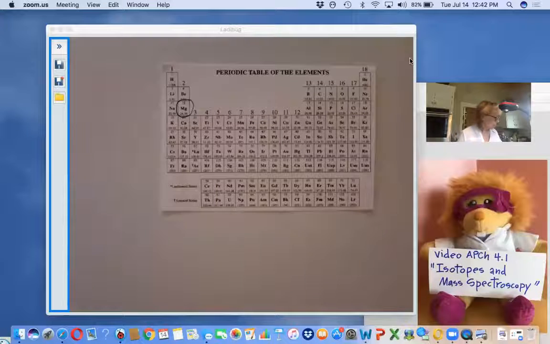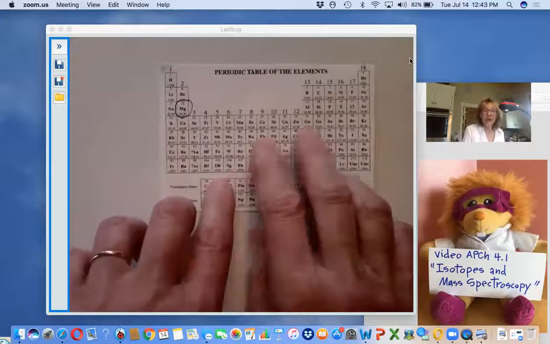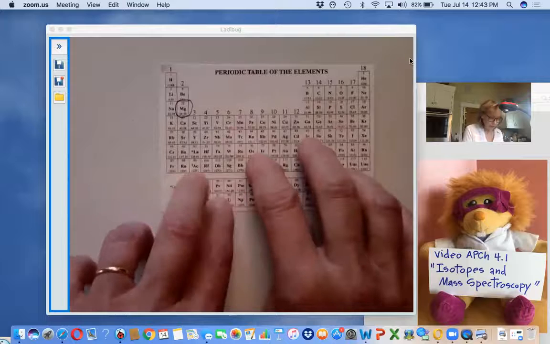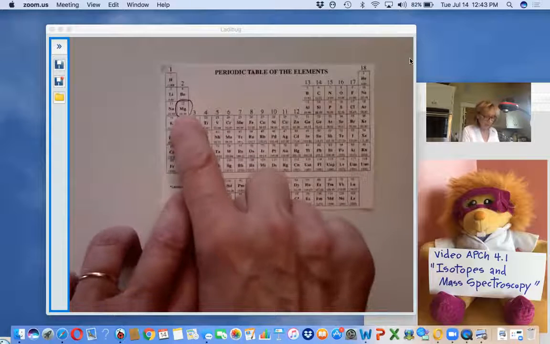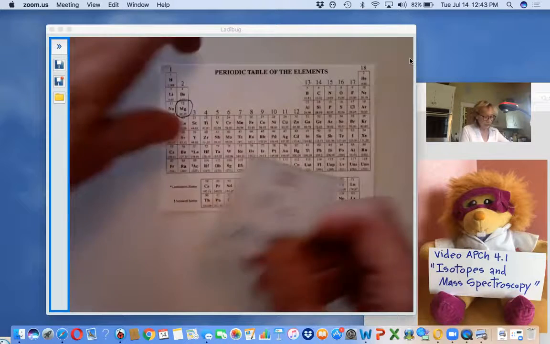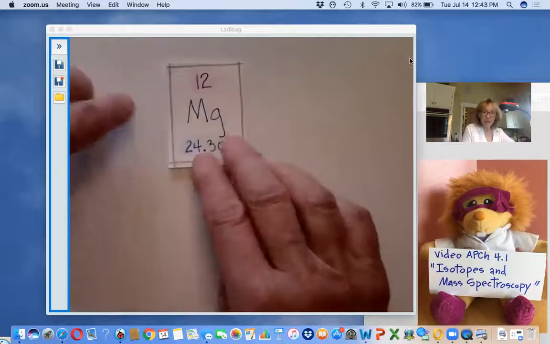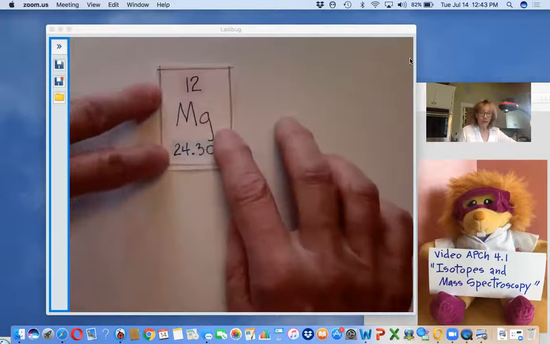Hey everybody, welcome to today's video on isotopes and the technique that we use to study them, known as mass spectroscopy. All right, here's our periodic table. Notice that I've circled the element magnesium, so let's just zoom in and look at what the periodic table has to say about element number 12.